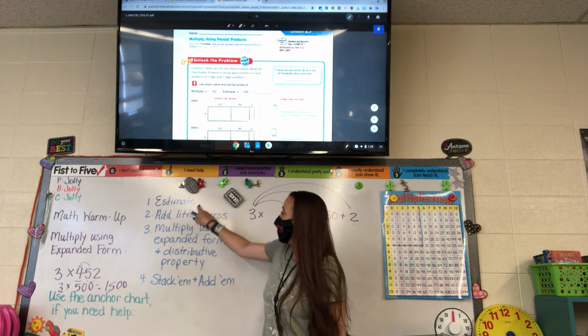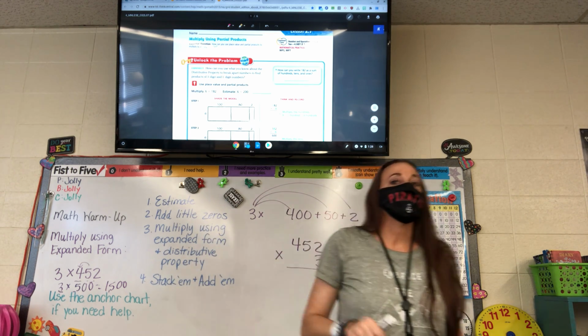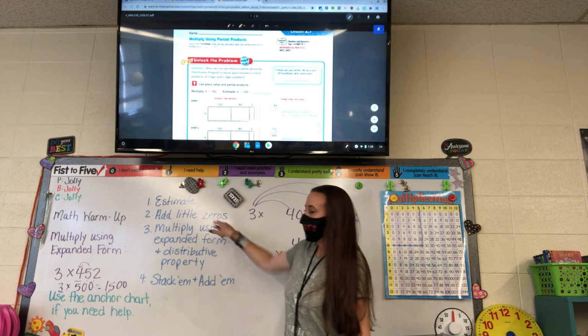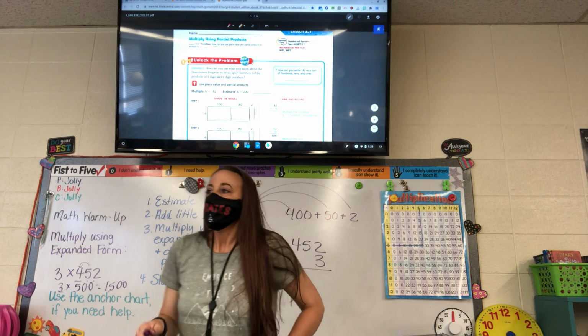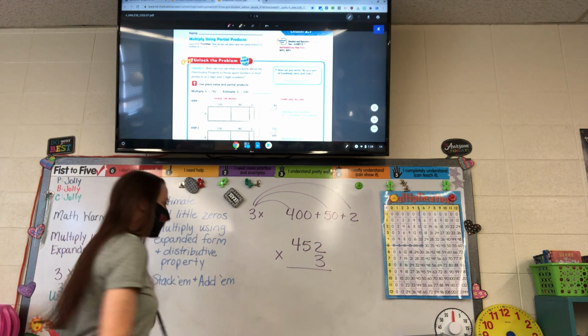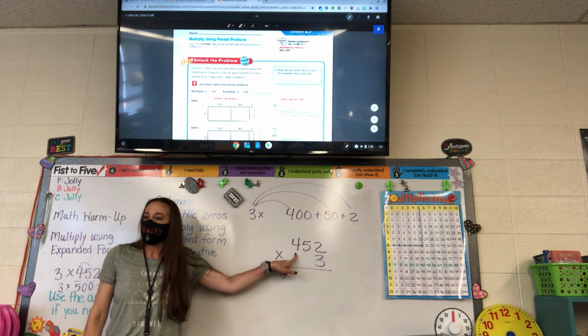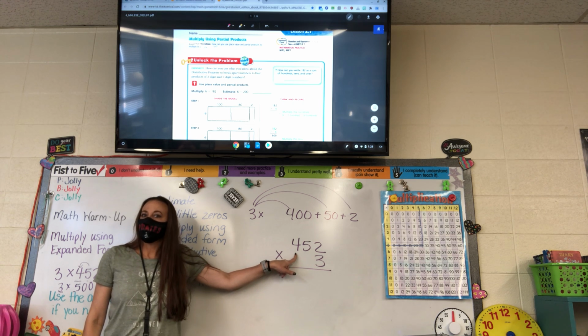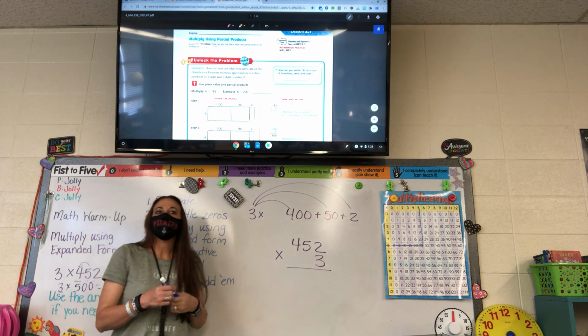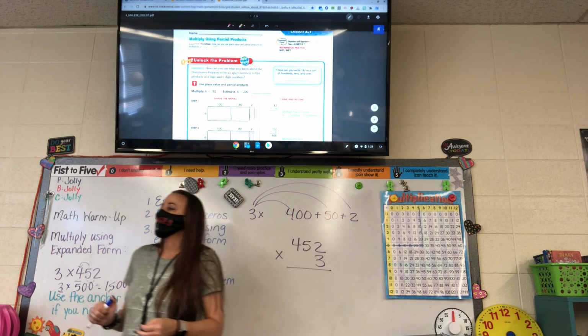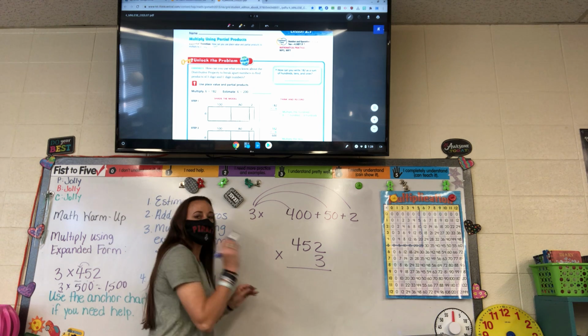We estimate. Second step is, what's this say? Add little zeros. This is what I mean by that. This 4 right here, is that really a 4? No. What is it really? 400. It's a 400. How many zeros are in 400? 2.